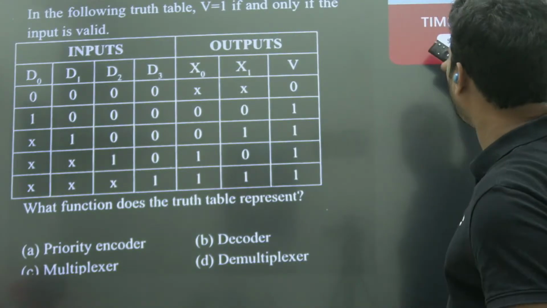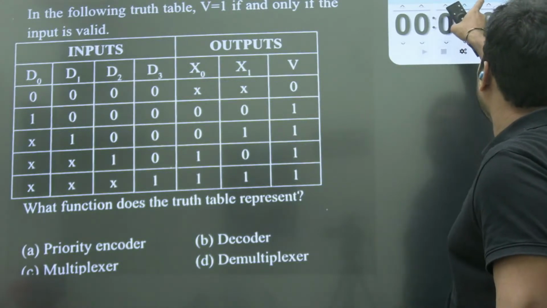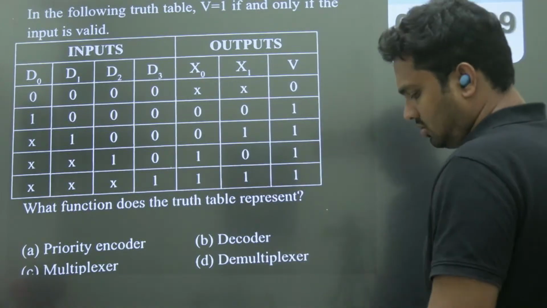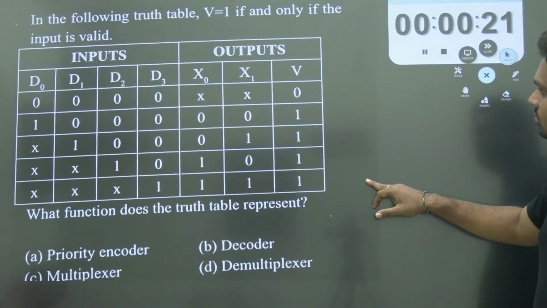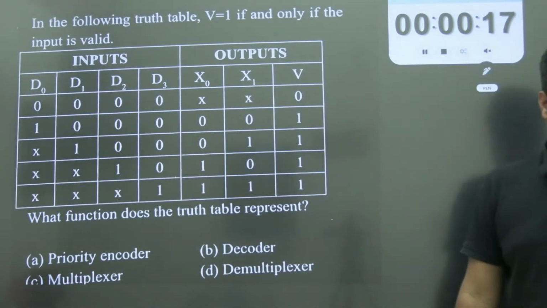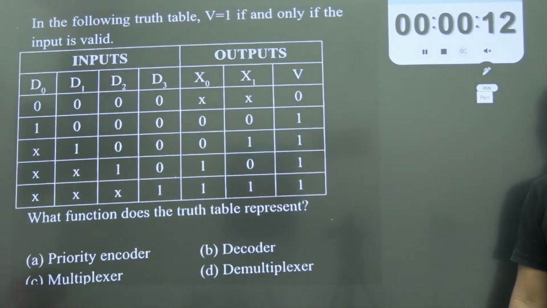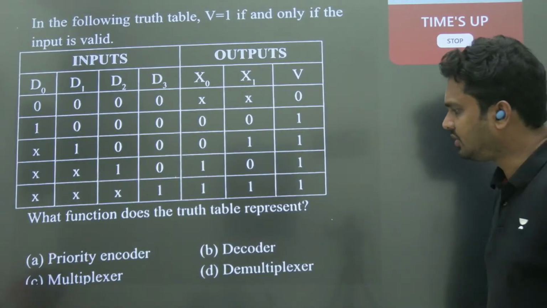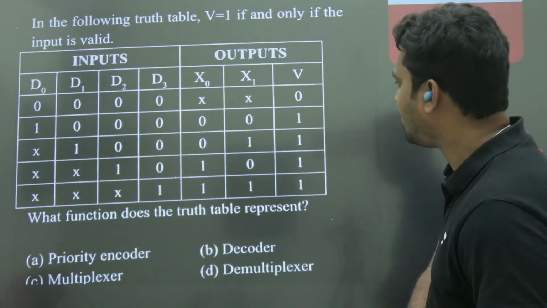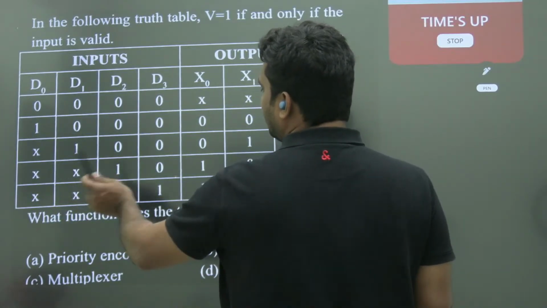Let's go to the next question. You can answer this one easily. Okay, take 30 seconds. Time up. Yes, it is an easy question. This is what we discussed just now in the previous topic of this class. When D3 is 1, the rest can be anything, it will give you 3. Yes or no?